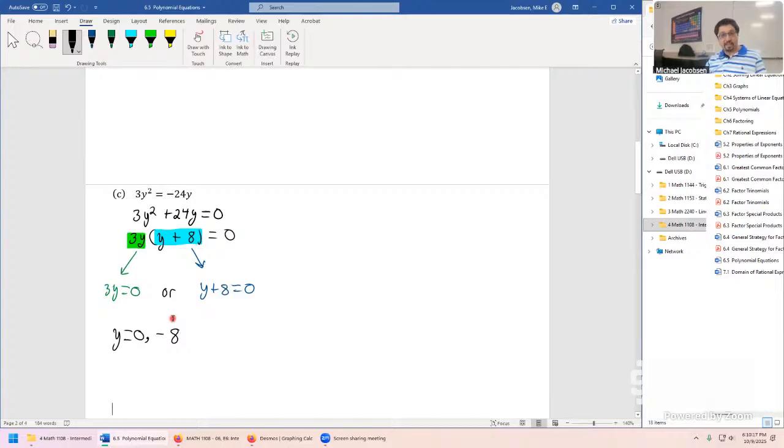We did it, folks. That's a trickier one because we had to use all the steps, getting 0 on one side, then factoring. Then at this step, it's the zero product property. Any questions at all getting through this one?